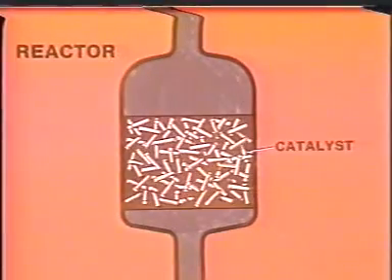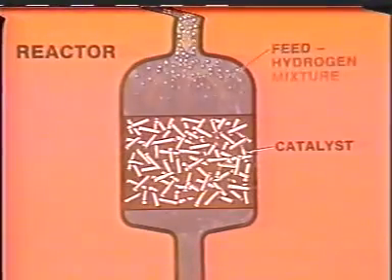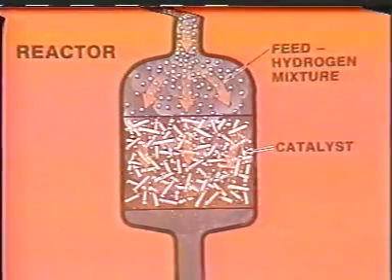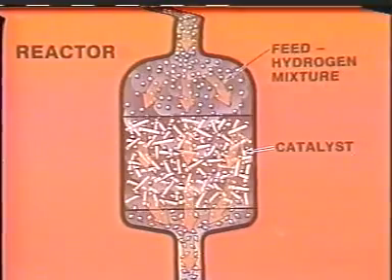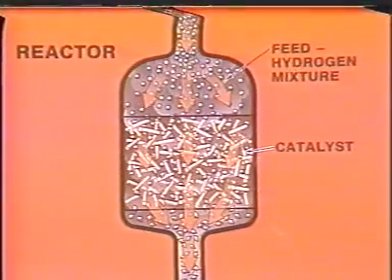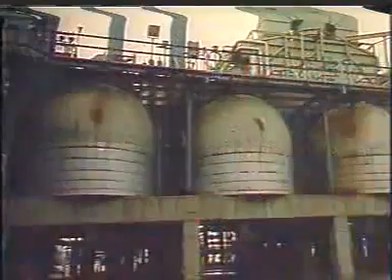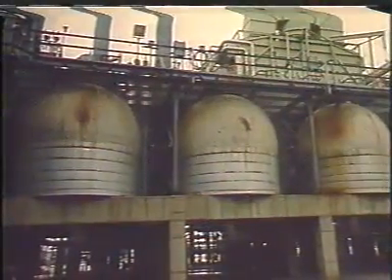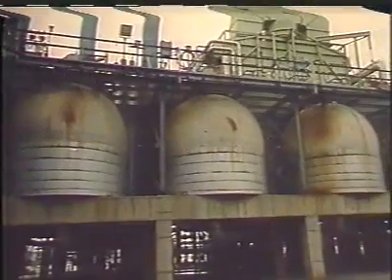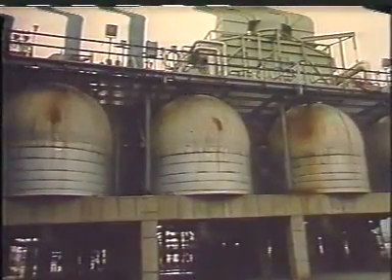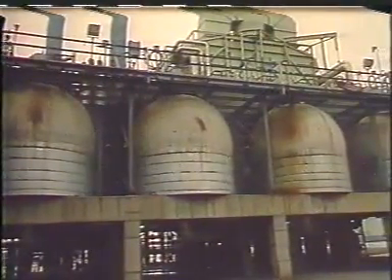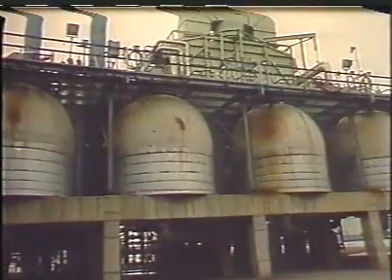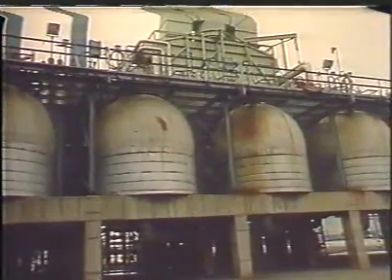Next, the vaporized feed and hydrogen are charged to a reactor where they come into contact with the catalyst. The catalyst promotes several chemical reactions which rearrange or reform the structure of the hydrocarbon molecules. In most reforming units, the feed must be processed through 3 or more reactors to obtain the desired product. The naphtha is further reformed as it passes through each reactor.